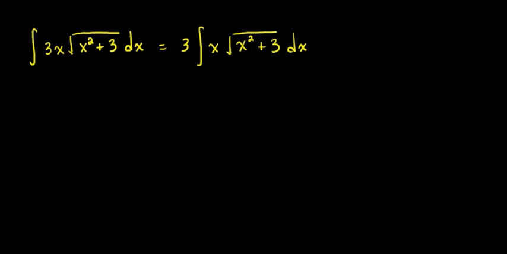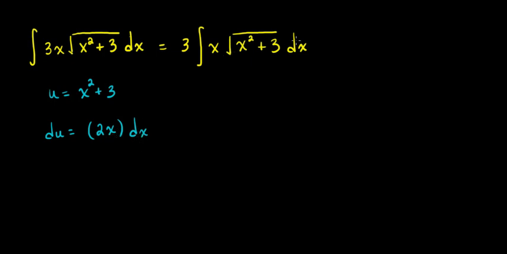But anyway, let's try making a substitution here. Let's say that we let u equal x squared plus 3. Let's see what's going to happen. So u equals x squared plus 3. Now I want to take the derivative of this, so du is equal to the derivative of this, which is just 2x, and the derivative of 3 is 0, so we have 2x, and then we have our differential, dx.